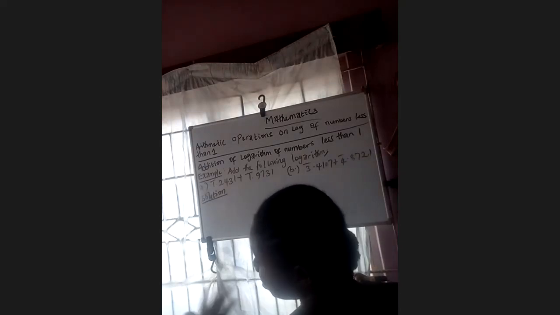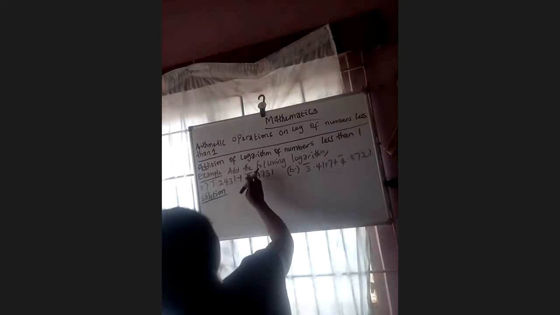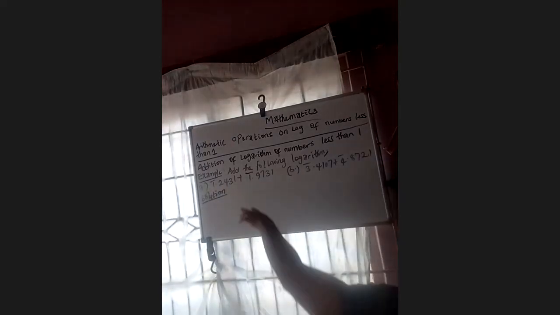So today we'll be dealing with arithmetic operations on logarithm of numbers less than 1. When we talk of numbers less than 1, we are talking of decimal numbers or negative numbers, majorly. Negative logarithms. That's what we mean by logarithms of numbers less than 1.